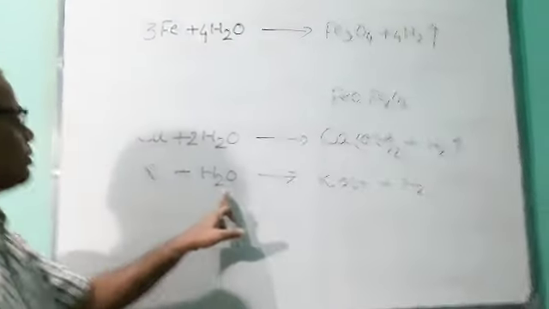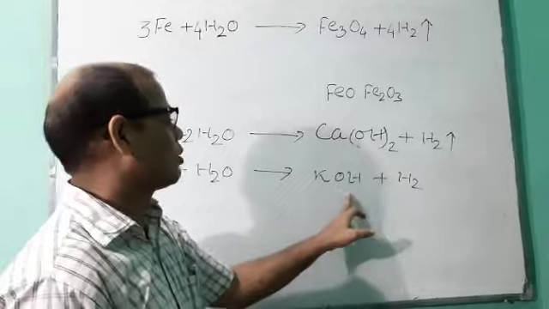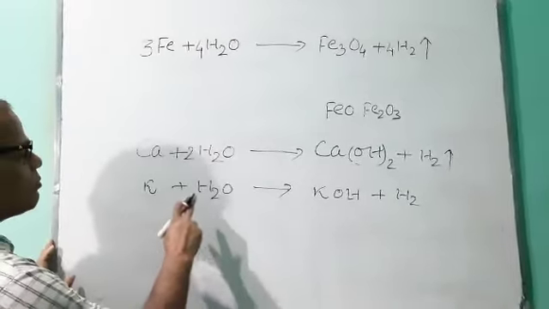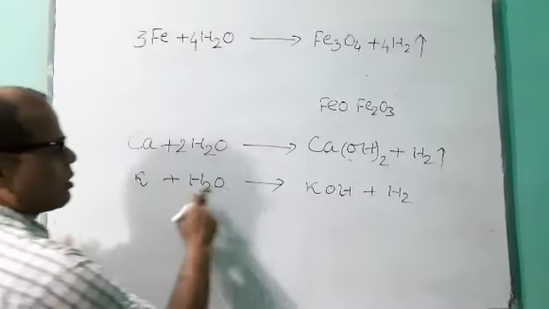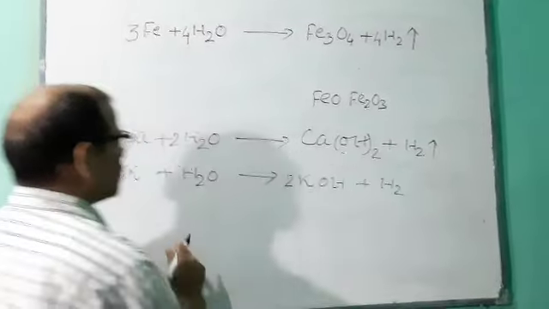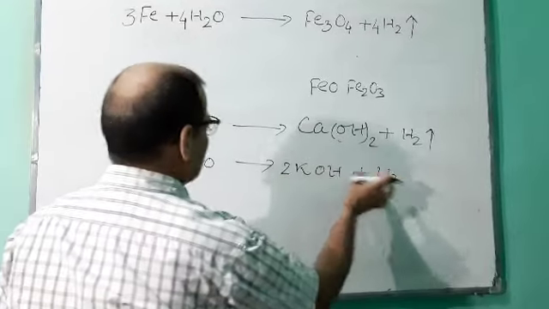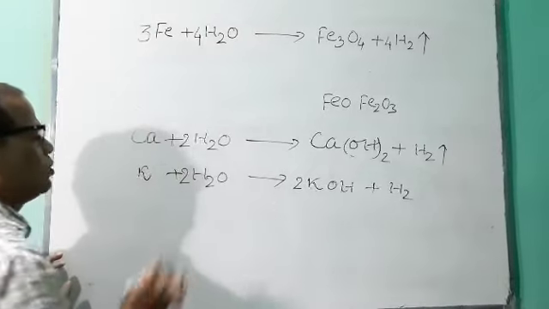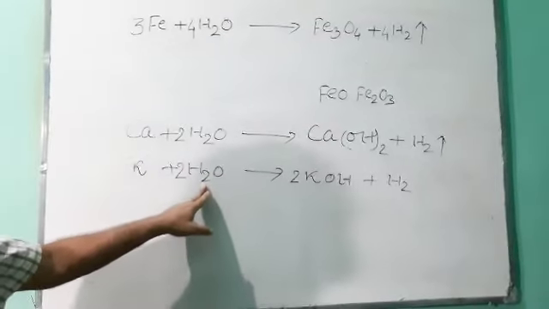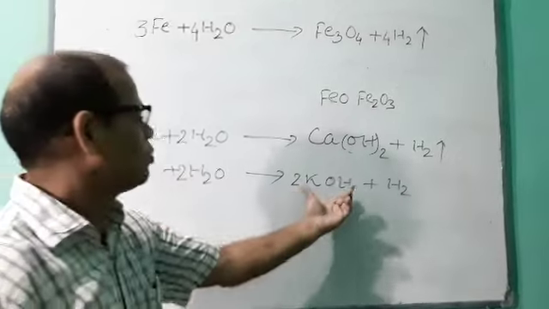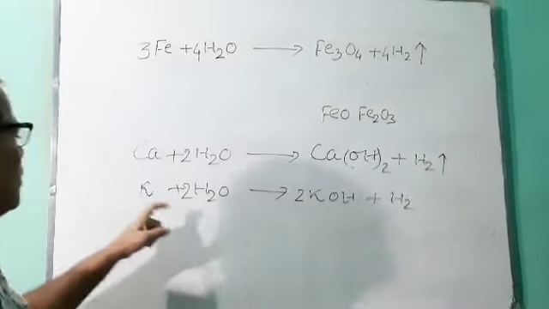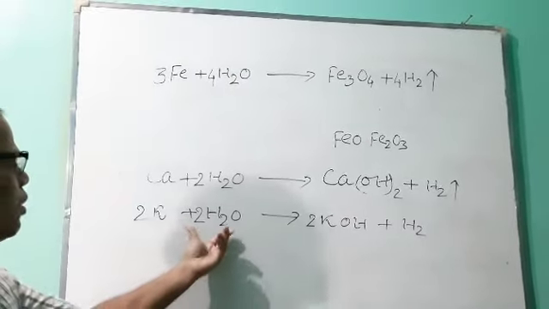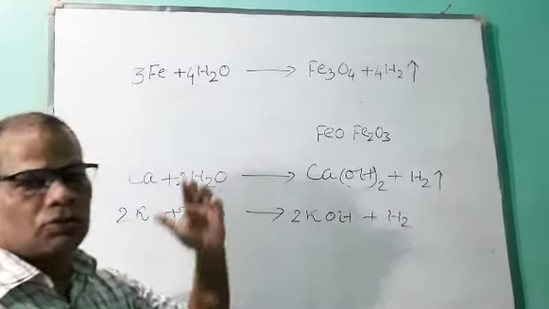Now potassium reacts with water, forms potassium hydroxide plus hydrogen gas. We have 2 hydrogen here, so you keep 2. Now 2 hydrogen plus 2 hydrogen, 4 hydrogen, but we have only 2 hydrogen, so multiply with 2. So now 2 to the 4 hydrogen, 2 hydrogen, 2 hydrogen, 4 hydrogen. Potassium is 2, so multiply with 2. 2 oxygen, 2 oxygen. So it is balanced.